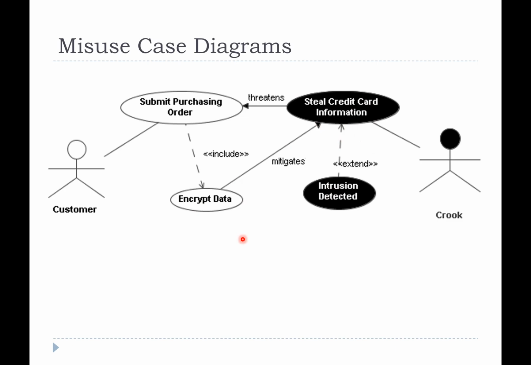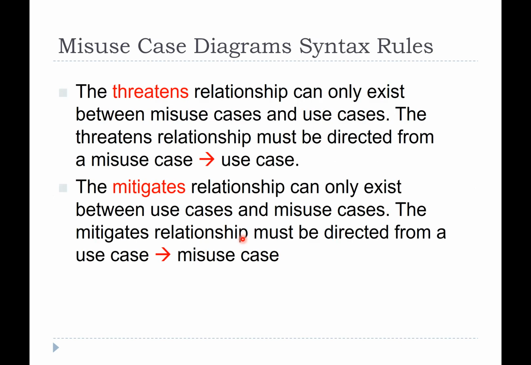Okay. So that's just a very, very high level approach, a high level description of what the notation is like. Now, more specifically, the misuse case diagram comes with two new notations, two new relationships. The first of which is called the threatens. The threatens relationship can only exist between a misuse case and a use case, and it will always be pointing from a misuse case to the use case.